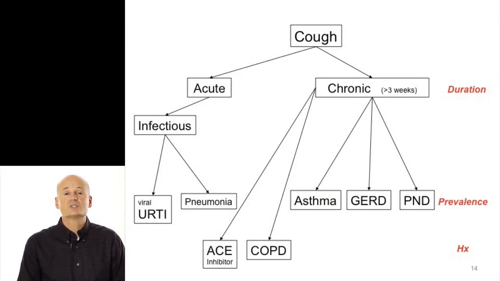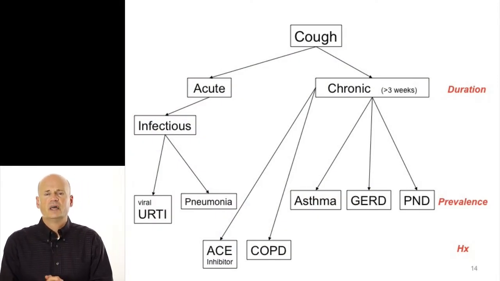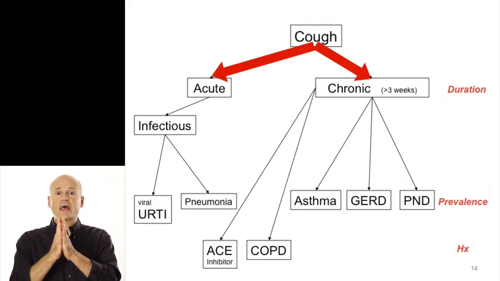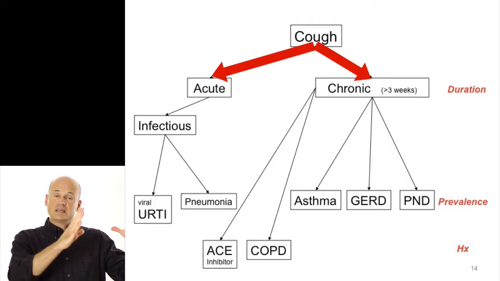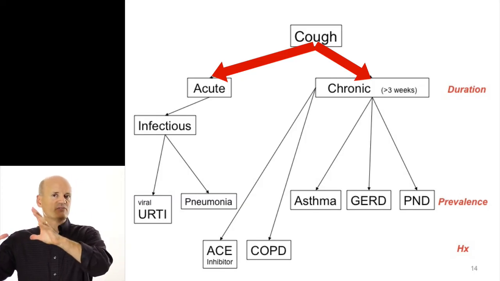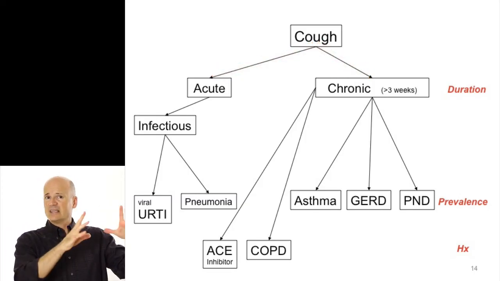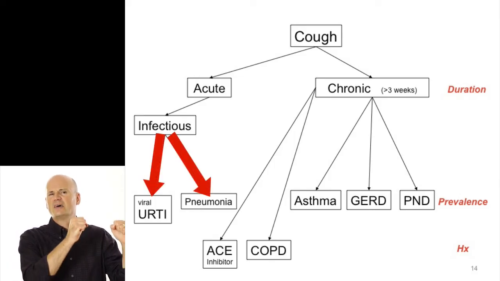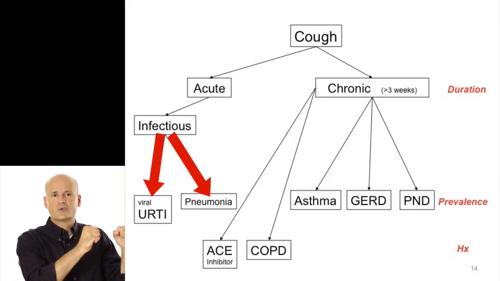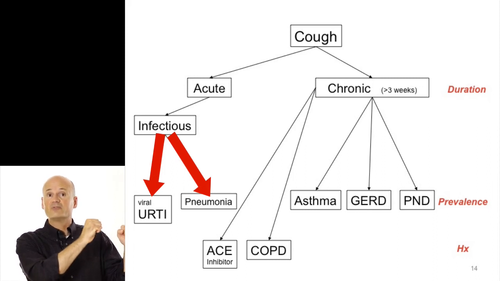So let's summarize. We started off with a patient with a cough, and with one question we were able to sort that patient out into two possible groups. Is it an acute cough, less than 3 weeks, or is it a chronic cough, more than 3 weeks? If it's less than 3 weeks, really all we have to do is sort out whether it's a cold or whether it has enough symptoms to deserve a chest x-ray, which is the only way to prove that they have pneumonia.